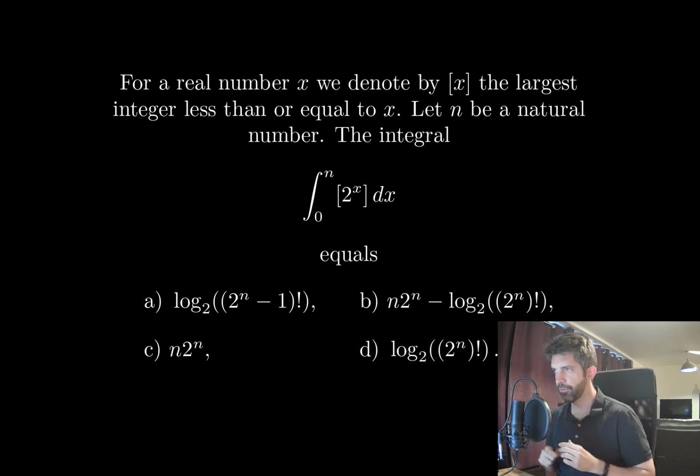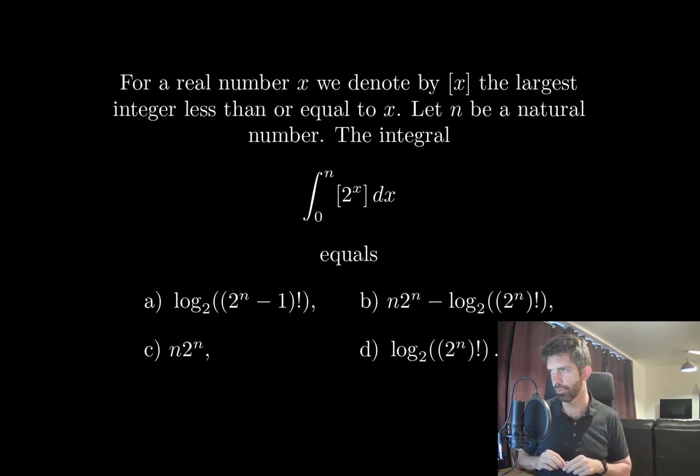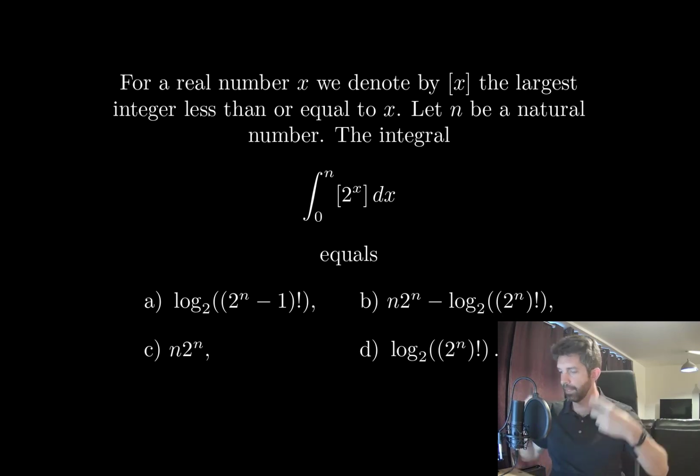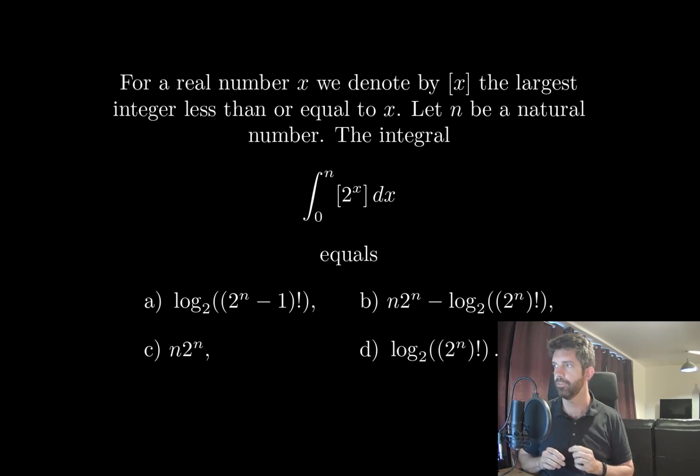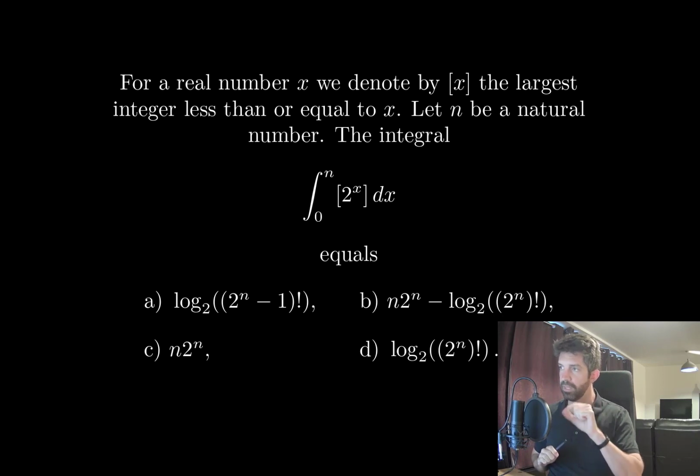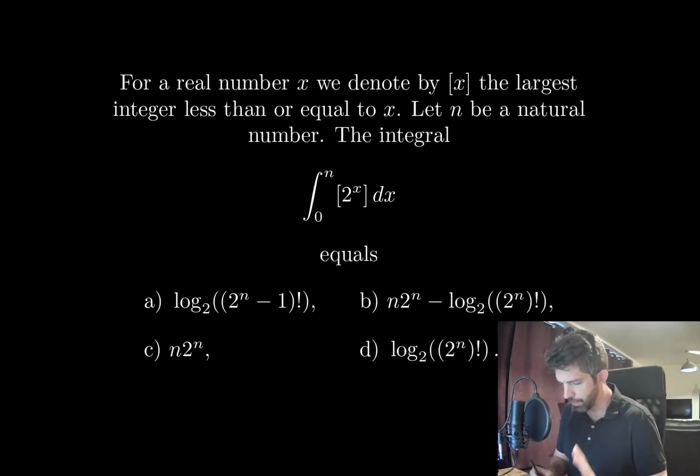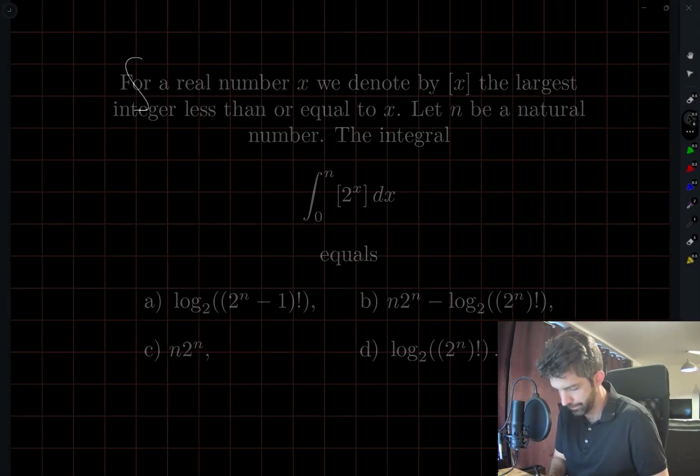Okay, so my first instinct here is that even though it's written as an integral, it might just be a sum, because the bracket of 2 to the x is the largest integer less than or equal to 2 to the x. And so this function is piecewise constant between integer values of x. Let me write out what the integral itself is.